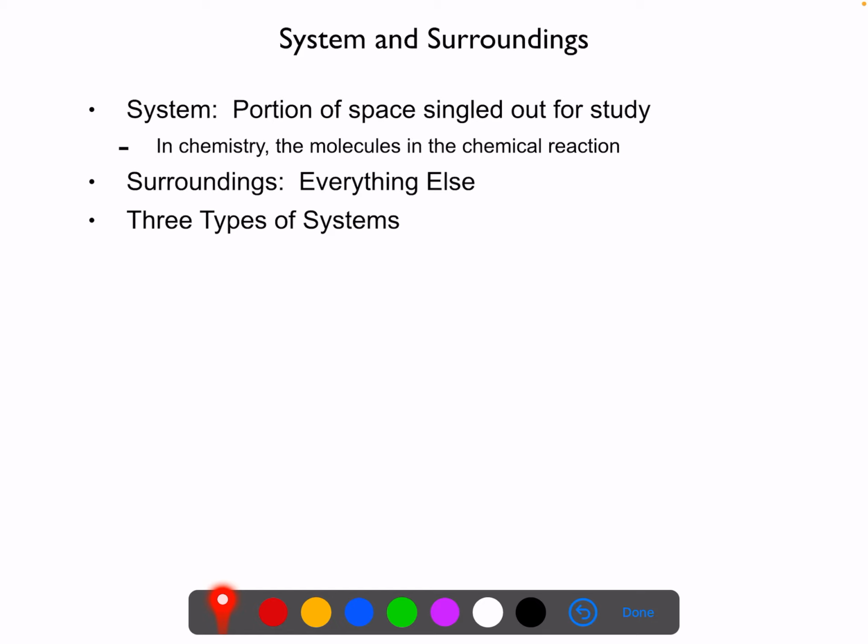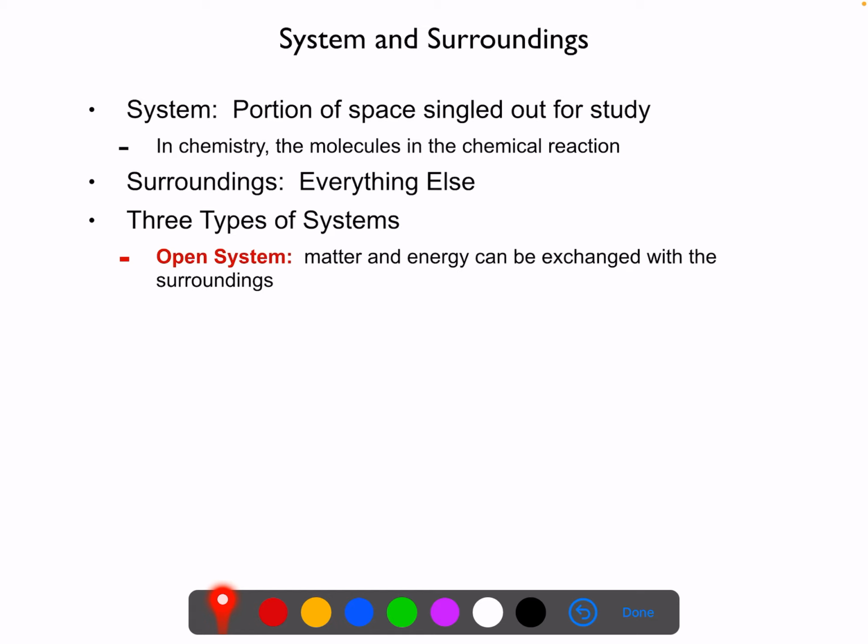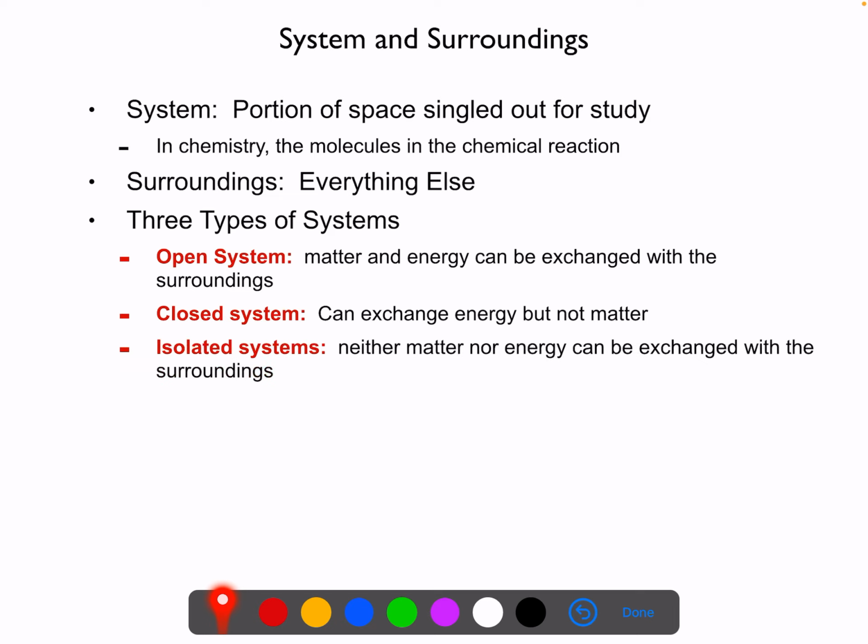Now, we've talked about the system and the surroundings, so it's important to identify a couple different types of system. Remember, the system is what we're studying, and the surroundings are everything else. So very broadly, we can define 3 types of systems. We have an open system, when matter and energy can be exchanged with the surroundings. We have a closed system, which can exchange energy but not matter. And we have an isolated system, in which neither matter nor energy can be exchanged with the surroundings.